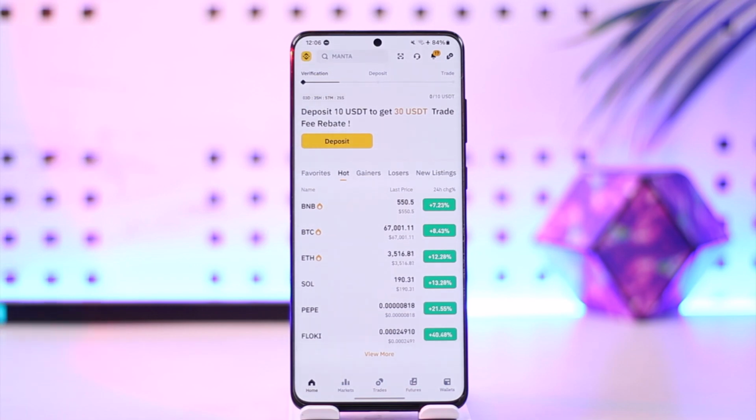First is futures contracts. These are agreements to buy or sell a cryptocurrency at a predetermined price on a specific date in the future. Leverage. This allows you to amplify your gains or losses by borrowing funds from the exchange. For example, with 10 times leverage, a $100 price movement becomes, say, a $1,000 movement for your position.